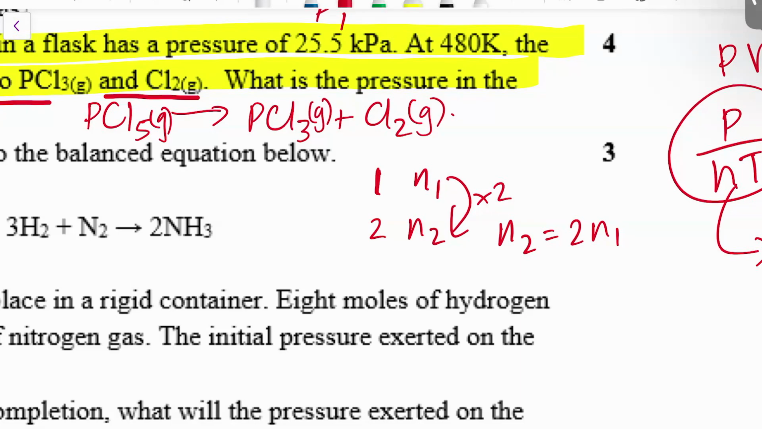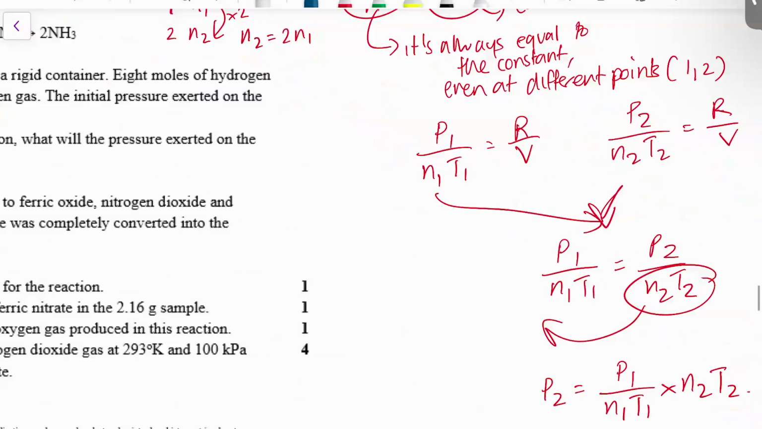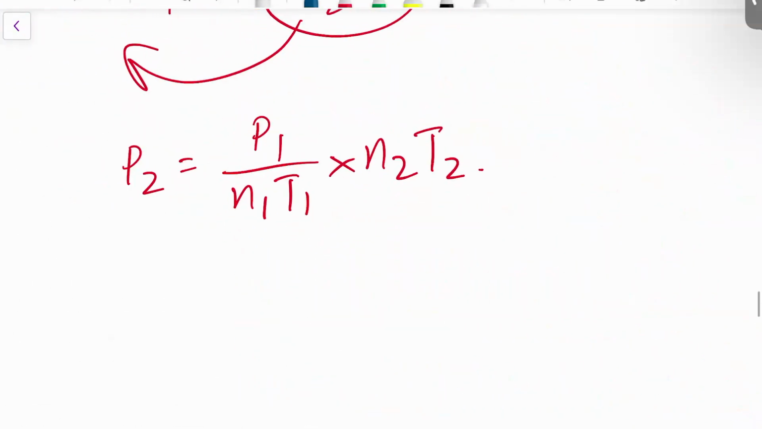For anyone that doesn't know where I got the 2 from, there's one PCl3 and there's one CO2. There's 2 gases in total, right? So N2, the second amount of gas, is twice the first amount. I'm gonna sub that straight in, okay? Can you just imagine this in your head? When I sub this straight in, do you even need to know N1?